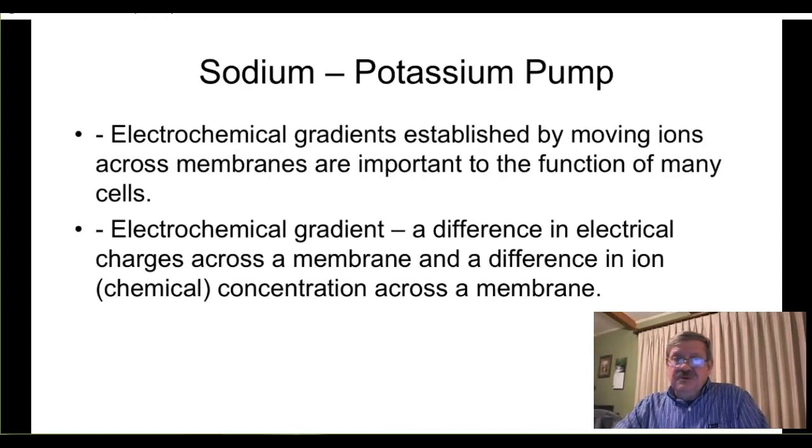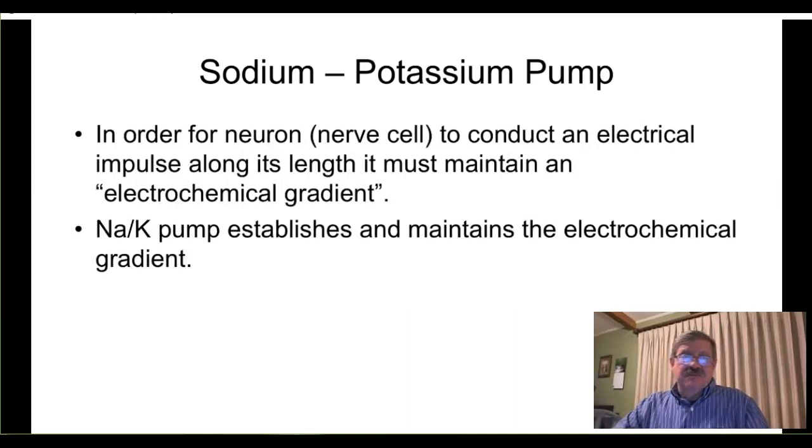So, this sodium-potassium pump depends on the establishment of what's called electrochemical gradients. And this electrochemical gradient is a difference in electrical charges across a membrane, as well as a difference in ion or chemical concentration across a membrane. Okay? So, in order for a neuron to conduct an electrical impulse, it has to maintain this electrochemical gradient. And it's the sodium-potassium pump that establishes and maintains this electrochemical gradient.